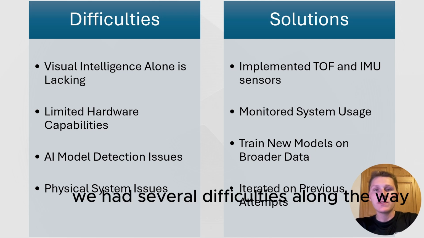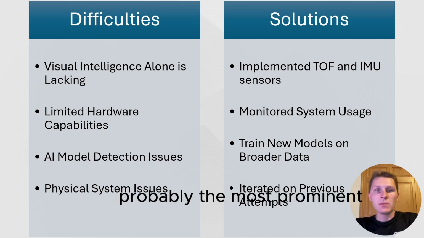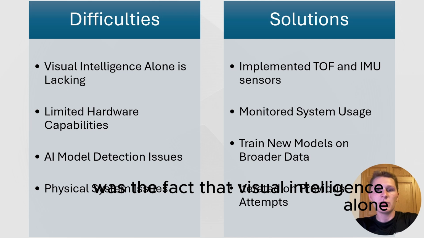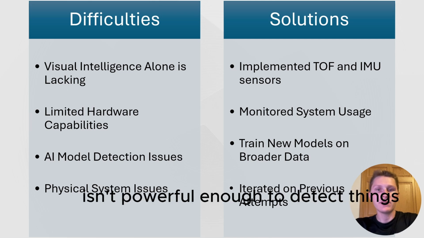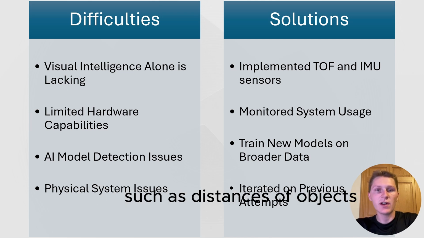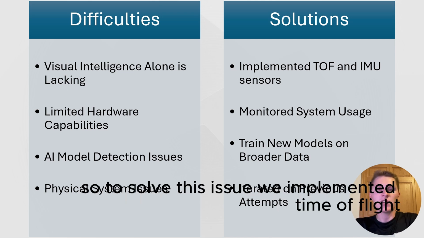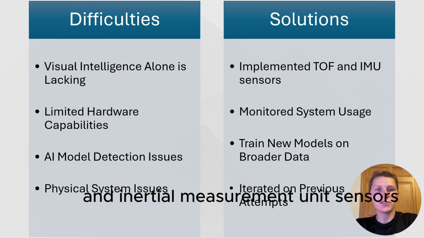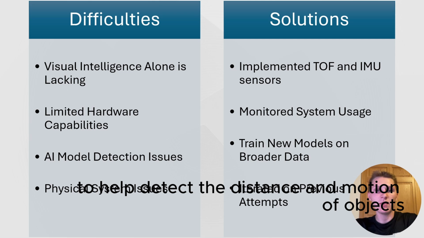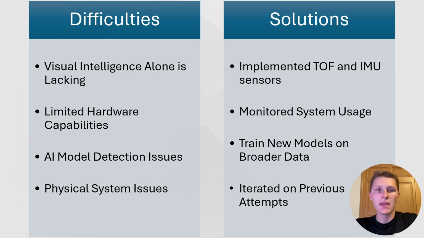We had several difficulties along the way. Probably the most prominent was the fact that visual intelligence alone isn't powerful enough to detect things such as distances of objects or whether they're moving relative to the user or not. So to solve this issue, we implemented time of flight and inertial measurement unit sensors to help detect the distance and motion of objects respectively.